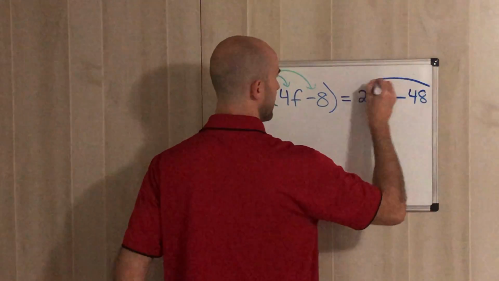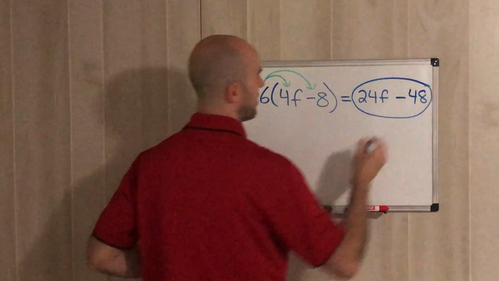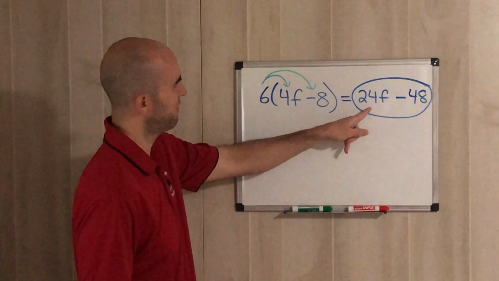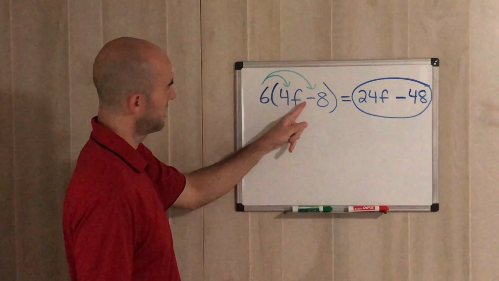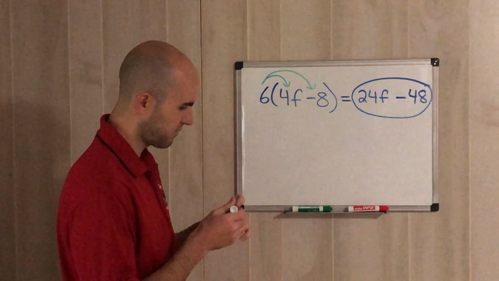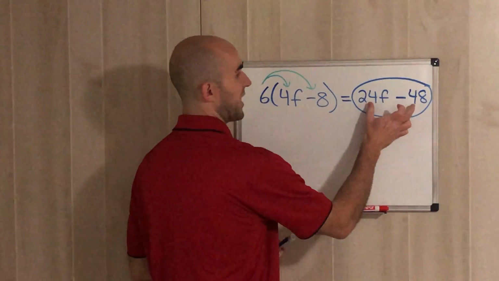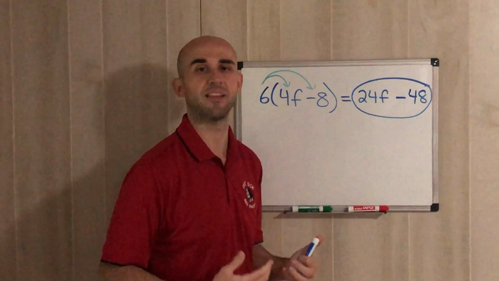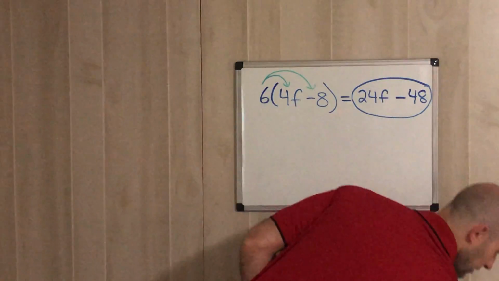And again, that's all we do with distributive property, guys: you just multiply. 6 times 4f was 24f, minus, and then 6 times 8 was 48. We also can't combine these, because one has an f and the other doesn't. Since they're not like terms, you can't combine them.